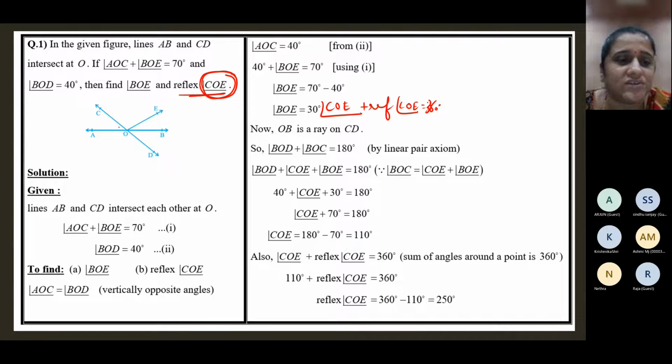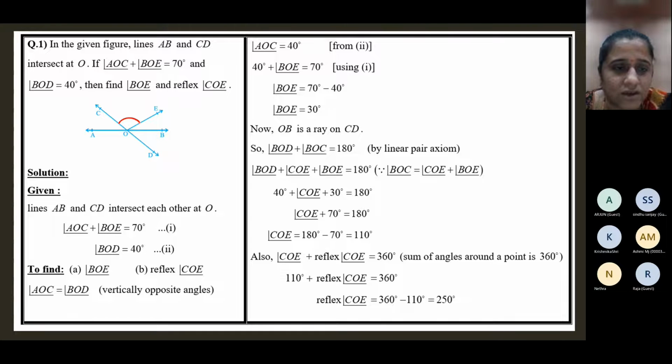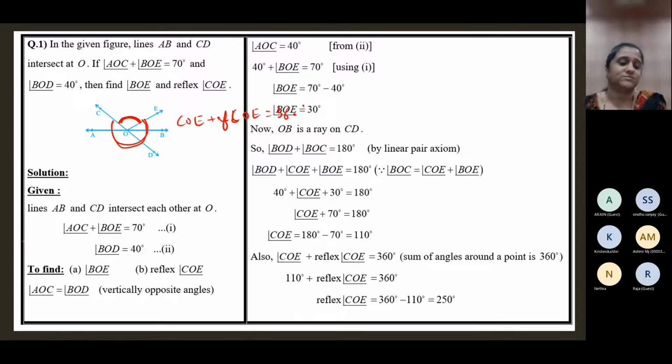So angle COE, this is COE. So reflex of COE is this remaining thing, this full thing. So we have to find reflex of COE. Reflex of COE means this is COE. This is the reflex of COE. We need to find reflex of COE. So we are trying to find the measure of angle COE. And then we know that COE plus reflex of angle COE is equal to 360 degrees. Okay.